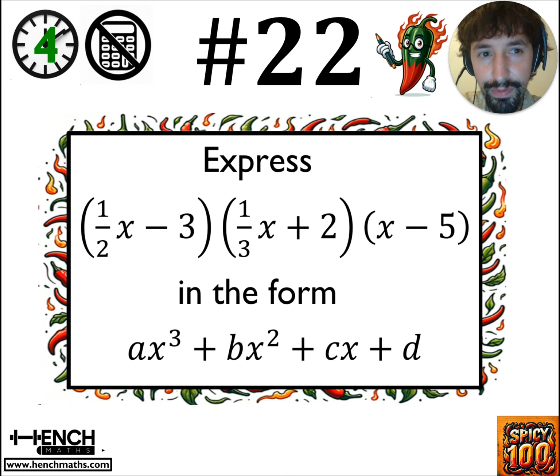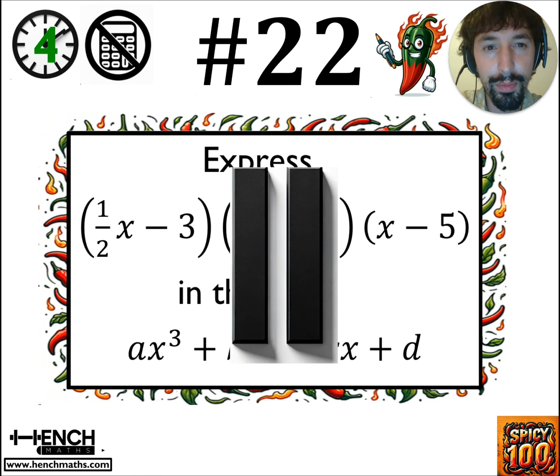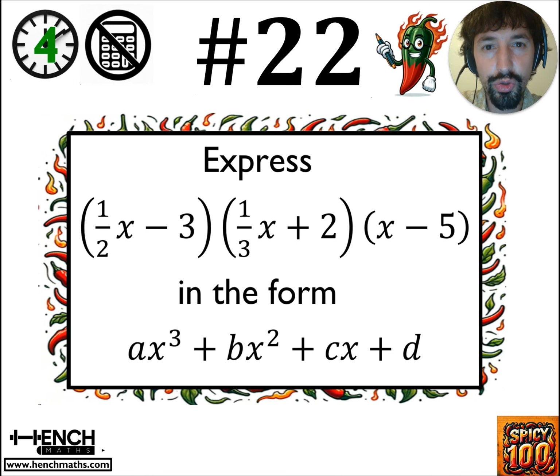Express (½x − 3) multiplied by (⅓x + 2) multiplied by (x − 5). Easier probably to read it than to hear it. And so you need to express that in the form ax cubed plus bx squared plus cx plus d. So set your timer for 4 minutes, pause the video, and best of luck with 22.